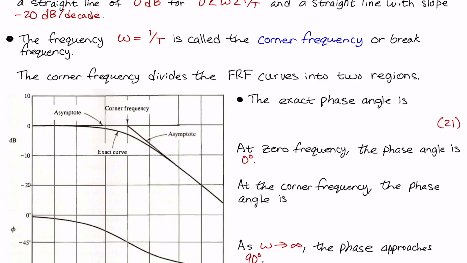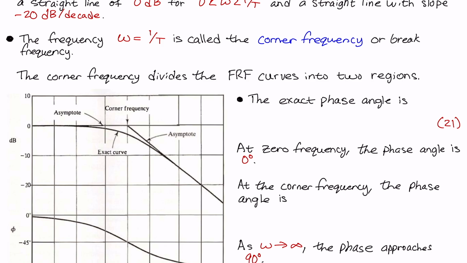Okay, so if you're given a transfer function, what you can do is determine what the corner frequency is. And once you know this corner frequency, if it's a first order system, you can use that to determine what the Bode magnitude plot is going to look like.